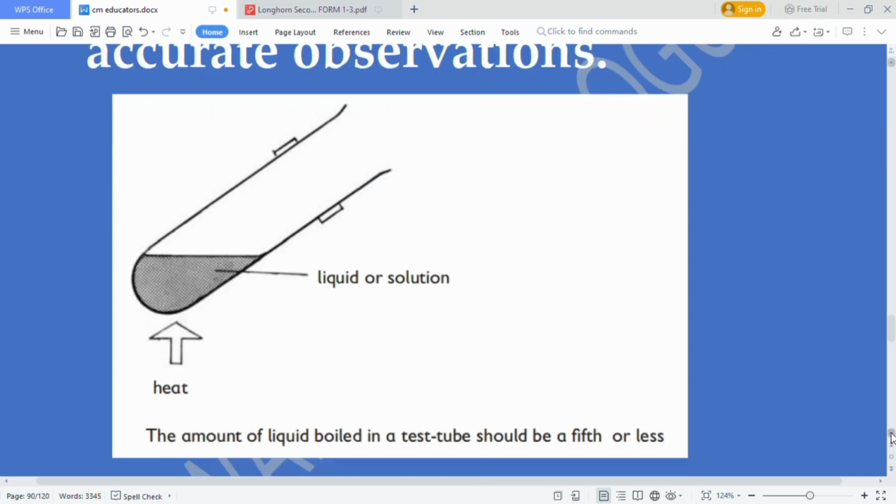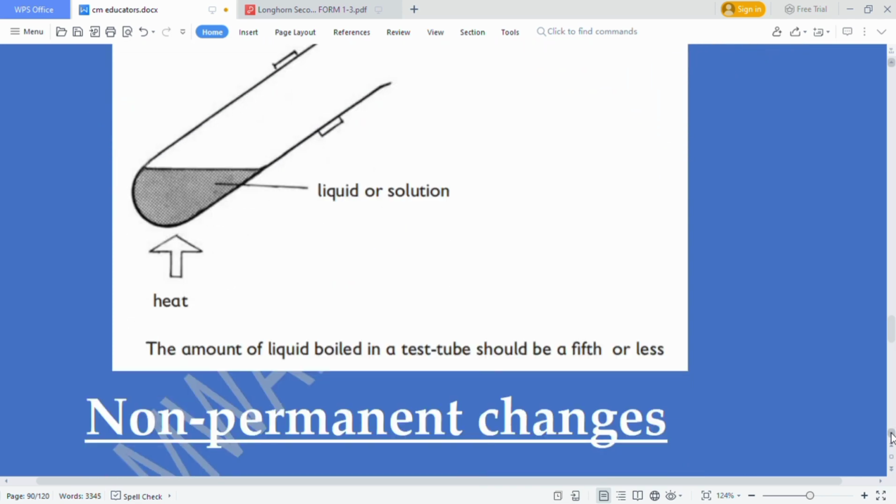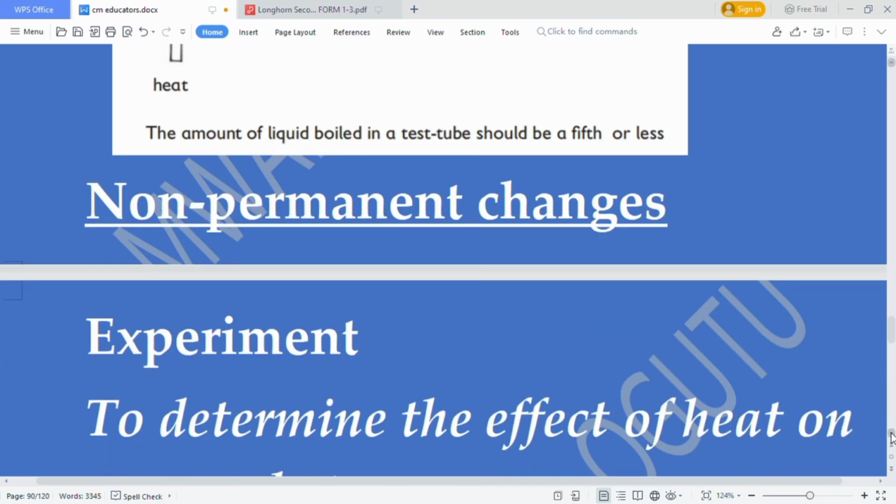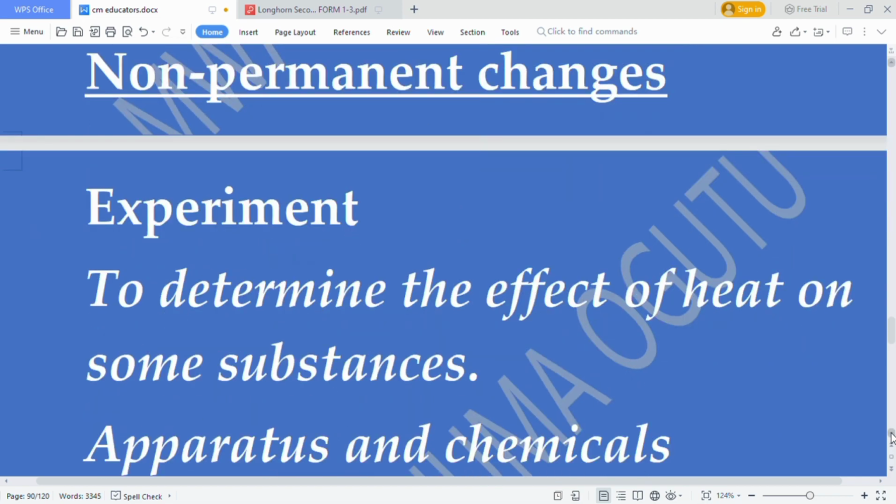So as we had said, the amount of liquid has to be less than a fifth. So let's look at non-permanent changes, where we have an experiment to determine the effect of heat on some substances.